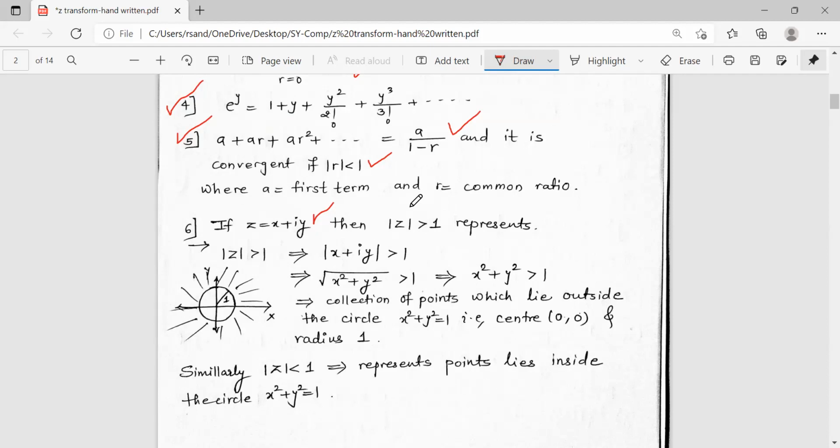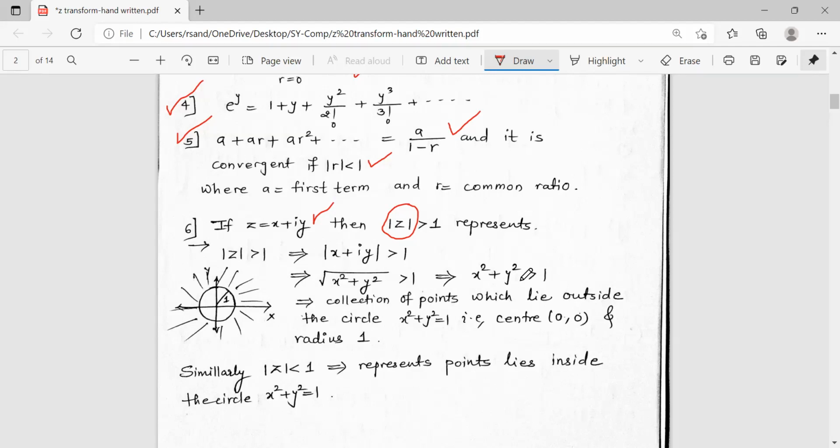Modulus of Z means, for a complex number, what is mod z? Square root of x square plus y square. Yes, that is true, mathematically. But what is the meaning of modulus then? So what is that representing? X square plus y square, what is that representing? Magnitude. Yes, it is a magnitude.